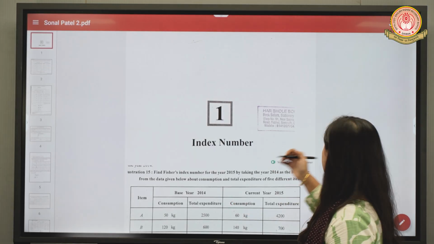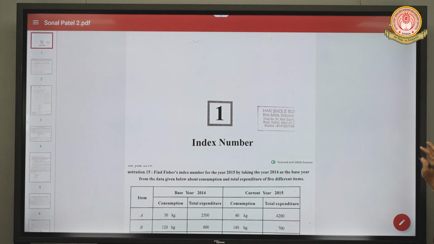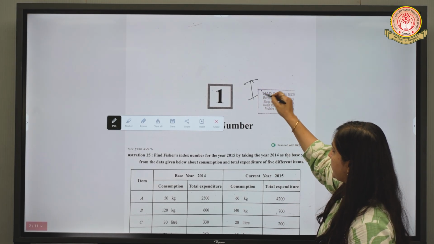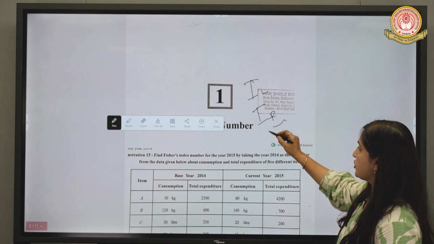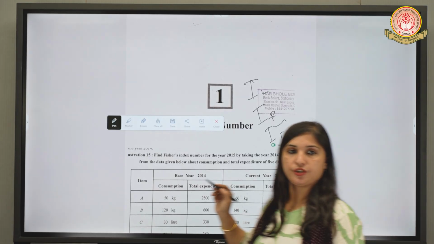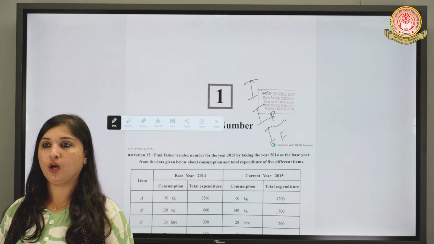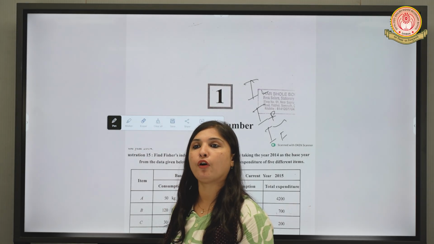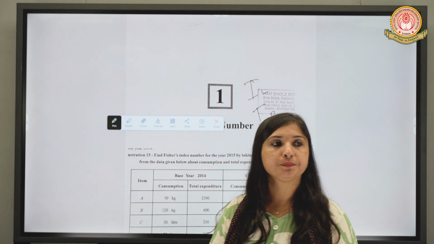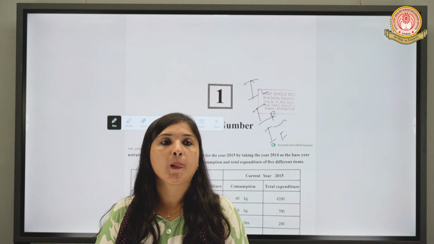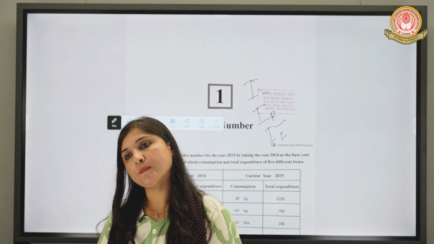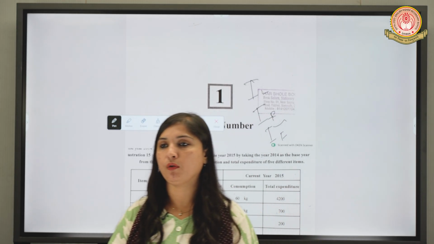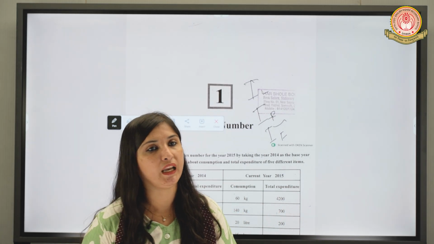We already learned the formula for last year's, the formula for past year's, and the formula for Fisher's. So we are already done with all this, okay? So let's do a quick revision of it. What will be the formula for last year's index number? Very good. It is summation P1 Q0 divided by summation P0 Q0 into 100.